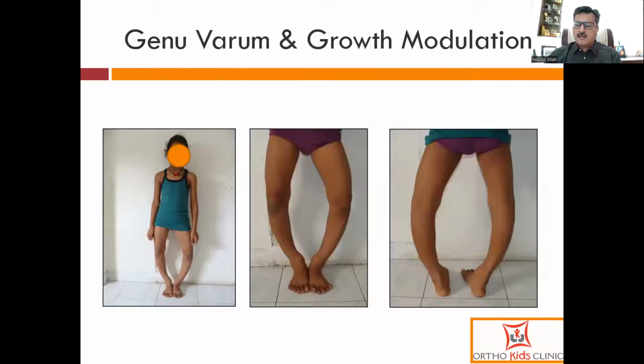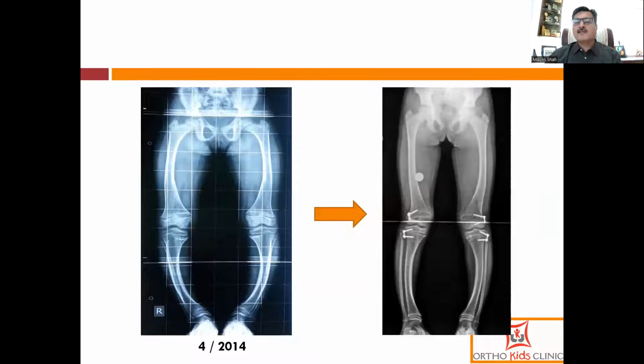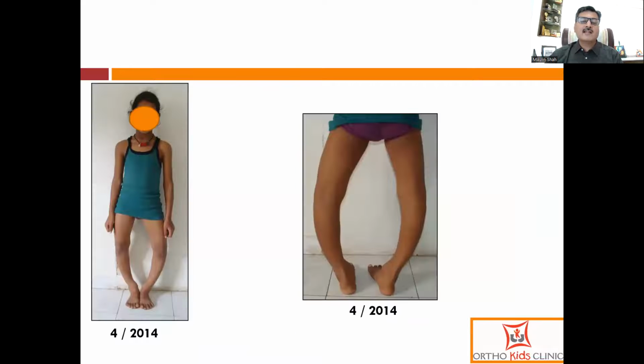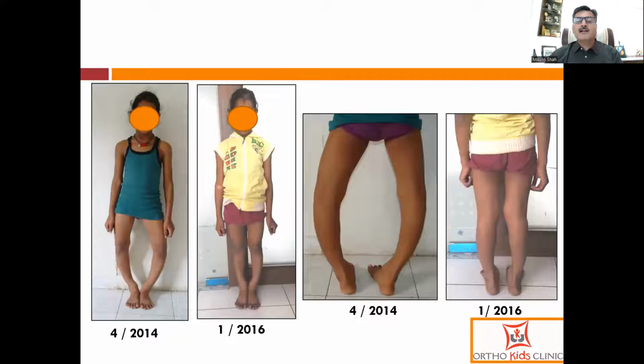Genu varum and growth modulation, this can also be done. Another case of hypophosphatemic rickets with O deformity. So here we have placed 8 plates on the lateral side of femur, and you can see that in about 1.5 years, the deformity got corrected. As you could see, this took a little longer time to correct because the patient was not compliant with phosphorus therapy, and so it took longer time. And now, although mechanical axis is corrected, the diaphyseal deformities are still existent, and this child underwent diaphyseal correction at skeletal maturity.